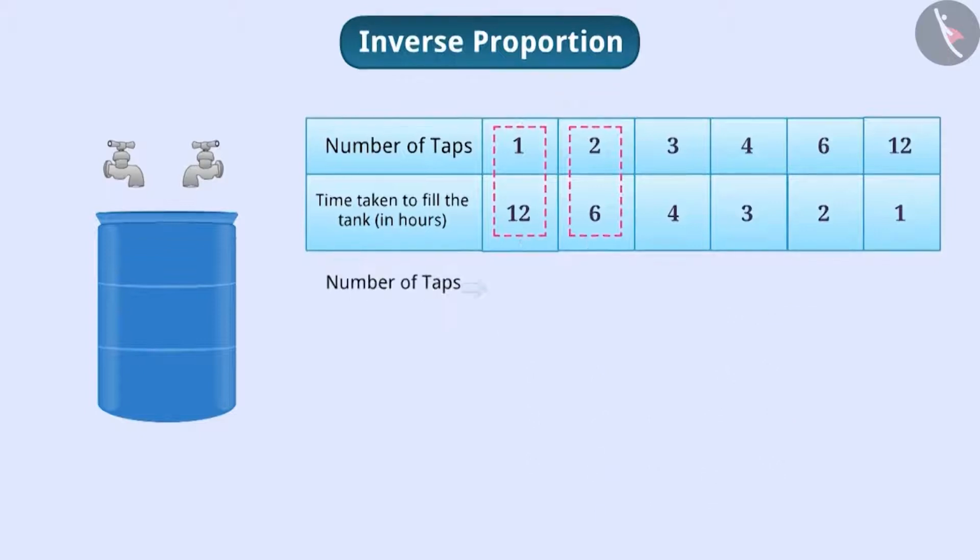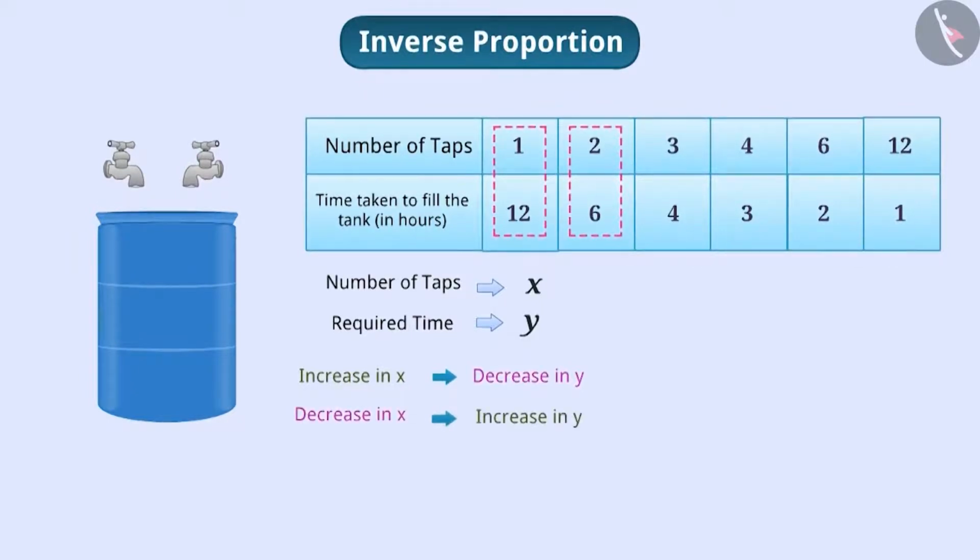If we denote the number of taps by x and the time required by y, then as x increases, y decreases, and as x decreases, y increases. But xy is always a constant. In such a situation, we say that x varies inversely with y, which we represent in this way.